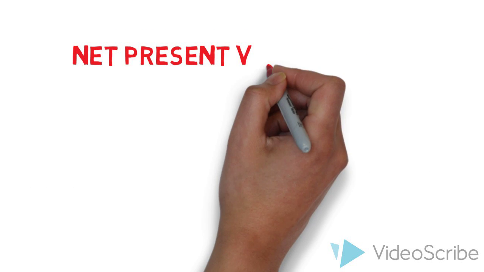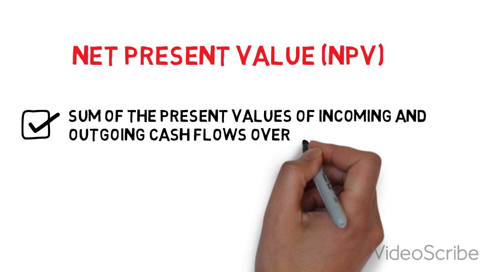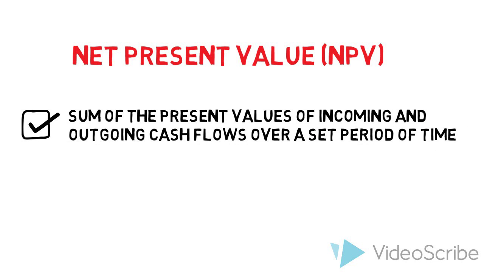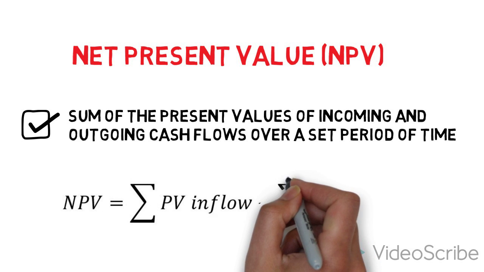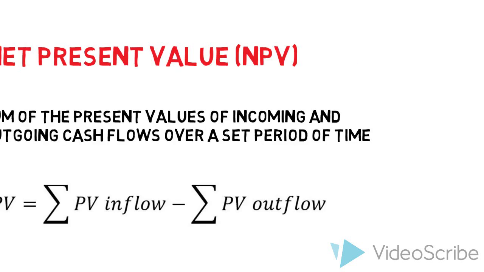Net present value is defined as the sum of the present values of incoming and outgoing cash flows over a set period of time. The equation for net present value is just the difference between the present value of cash inflows and the present value of cash outflows.